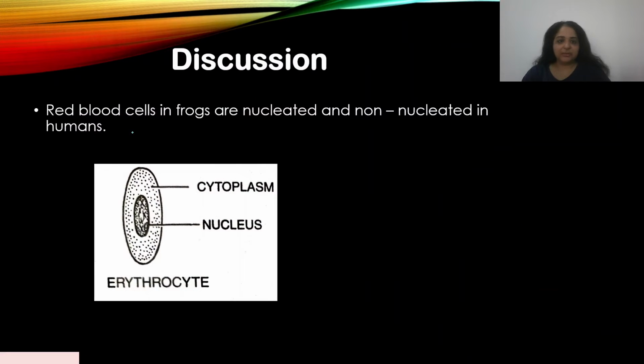Let's go to the discussion. Red blood cells in frogs are nucleated and non-nucleated in humans. This is a diagram of a nucleated RBC of a frog. Simple, direct, right? Let's move on then.